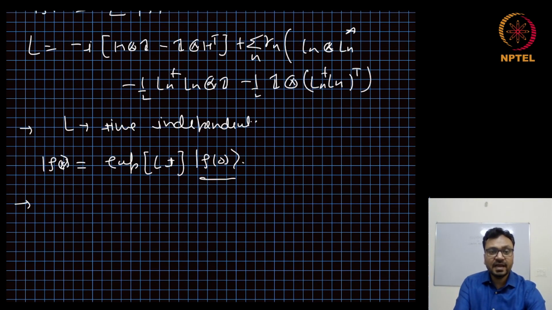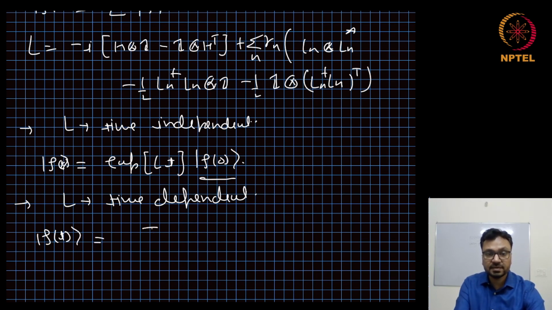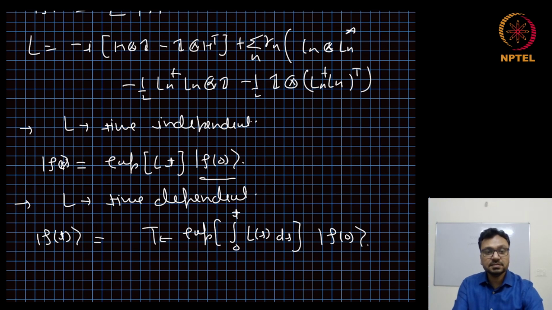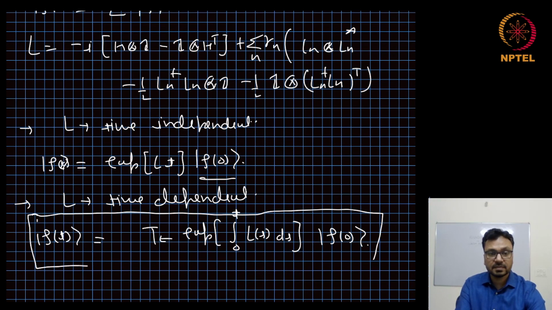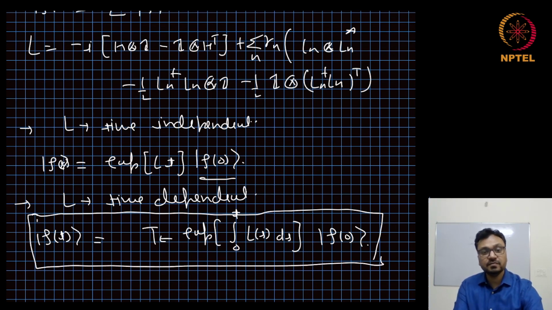If L is time dependent, then the formal solution for rho of t can be written as the time ordered exponential of the integral from 0 to t of L of s ds acting on rho of 0. This is the solution when L is time dependent. In that way, we can formally solve the master equation of any type, given the Lindblad master equation.